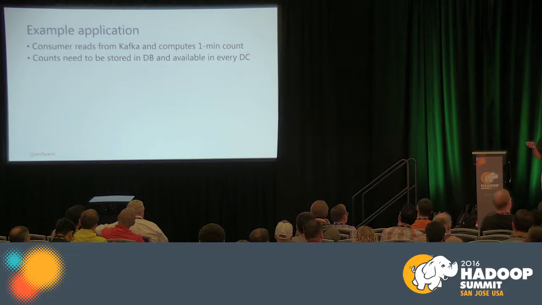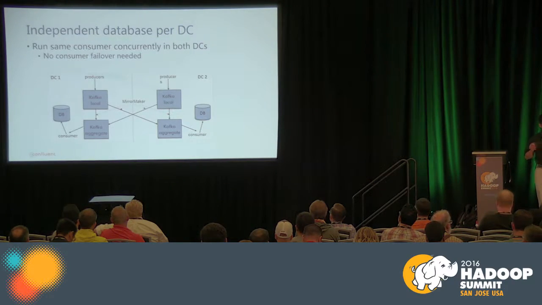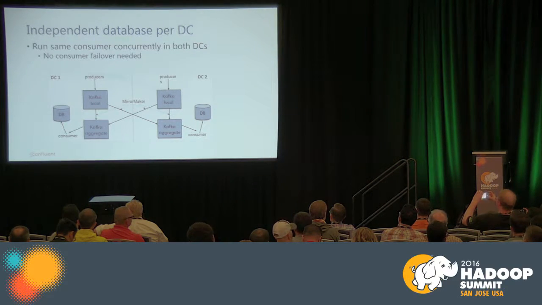And you want that count to be available in both data centers. Now, how do you do this? It sort of depends on what the multi-data center strategy is for the database as well. So, for example, if you have two independent databases, in this case, let's say I have a local database in one data center, and I have another one. These are two independent, right?